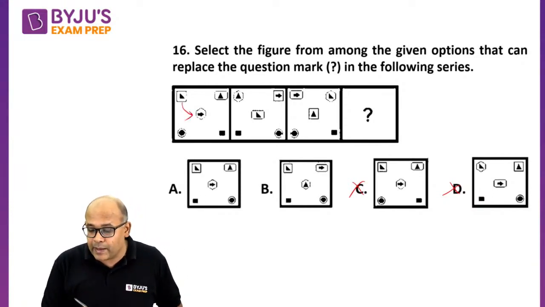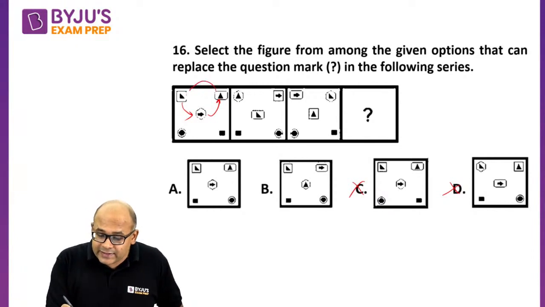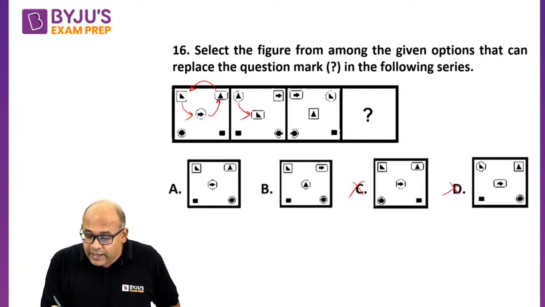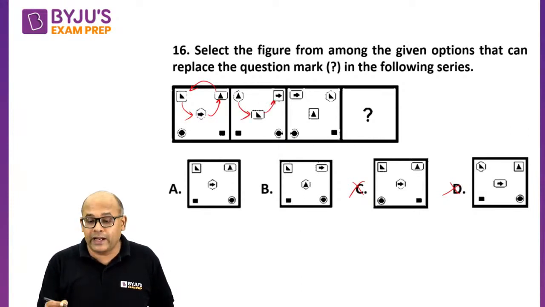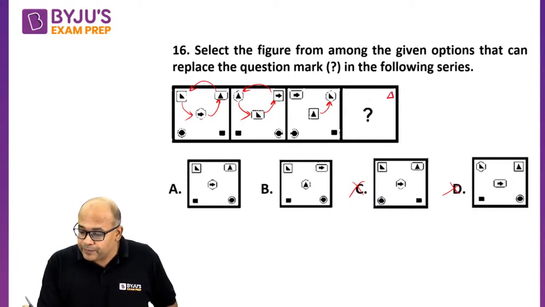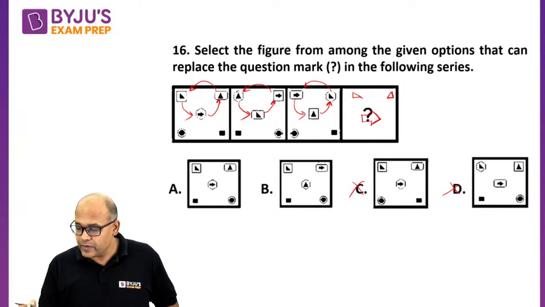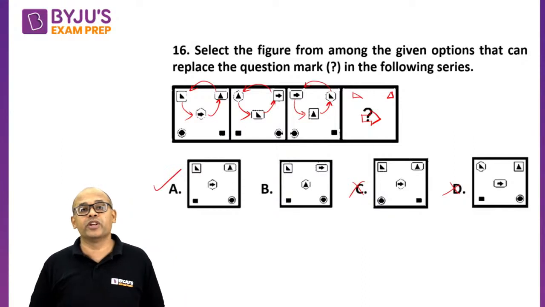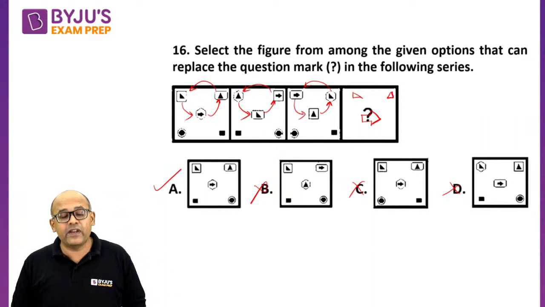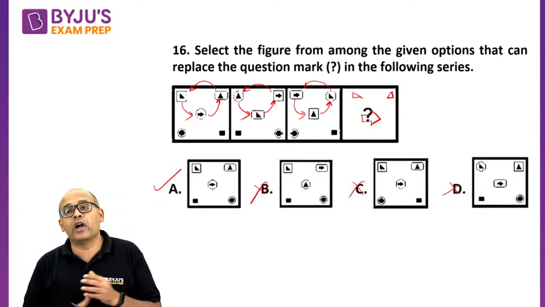You can see the triangle is coming here, the arrow is going here, and this equilateral triangle is coming to the center, the right angle triangle is going to the right top, and the arrow is coming to the left. Similarly, this triangle should come here, the right angle triangle should come over here, and this arrow should come over here. So that is there only in your option A. So B is wrong.